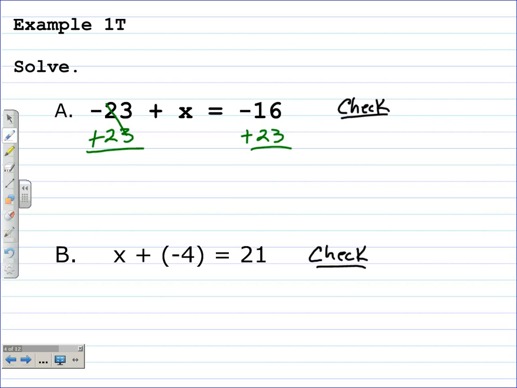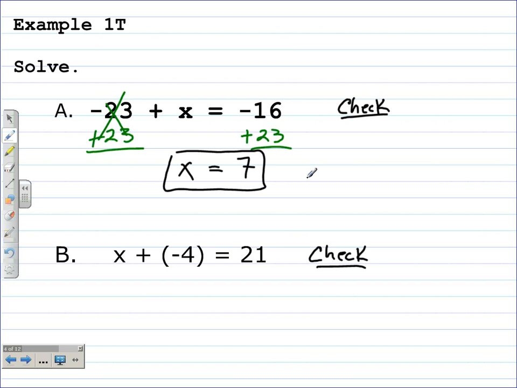On the left-hand side, negative 23 and 23 are opposites. They become 0. They cancel. A lot of teachers use that phrase. I do too. Negative 16 plus 23, and if you use your calculator, you get 7. The reason behind that is we actually subtract the absolute values. 23 take away 16 is 7. And since the absolute value of 23 is greater than the absolute value of negative 16, the solution is positive. So we have our solution here: x is equal to 7.